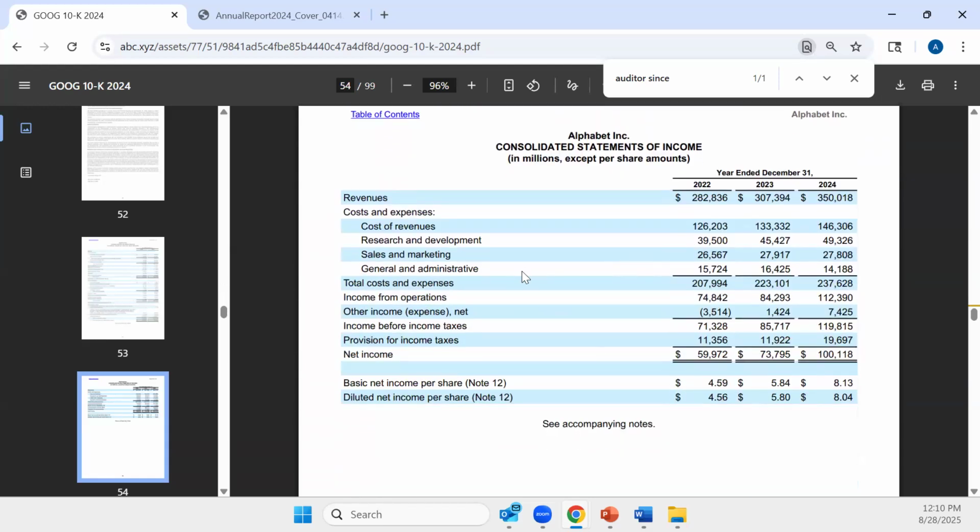Income statement, revenues, expenses, and then net income. They divide it by the amount of shares. So that's the amount of income per share of the business for the years, and you can see it's actually decreased. That's kind of interesting, right?